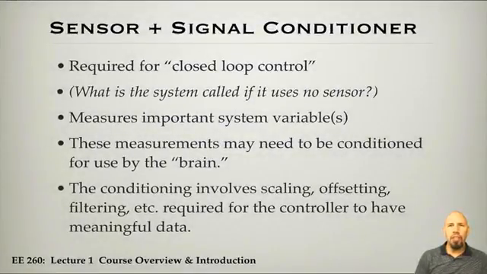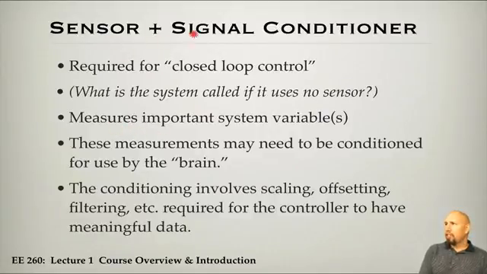We have a number of components in there. We have the sensor and signal conditioner. And again, that sensor is required for closed loop control. So now what is a system called if it uses no sensor? If it's not closed loop, then it's what? Open loop, right, open loop control. And there are lots of valuable open loop control systems. So closed loop isn't the only way to go.